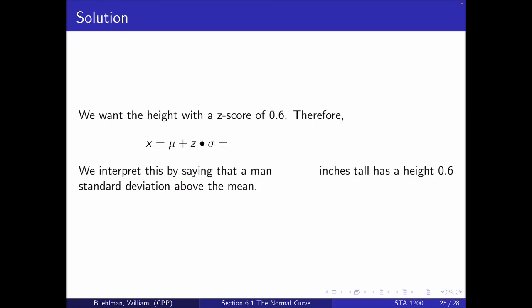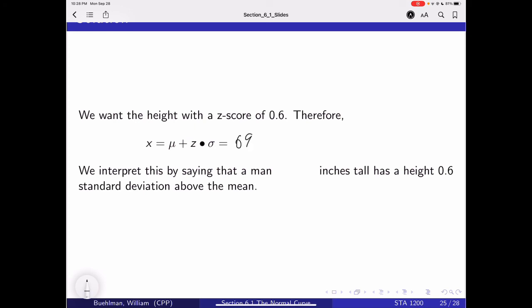Here we have the formula. Remember, x is equal to mu plus z times sigma. We know mu, we know the z-score we want, and we know sigma, so we just plug it all in, which gives us 69 plus 0.6 times 3, that's mu, z, and sigma, which when we do that math, we get 70.8. We can interpret this by saying a man that is 70.8 inches tall has a height of 0.6 standard deviations above the mean.